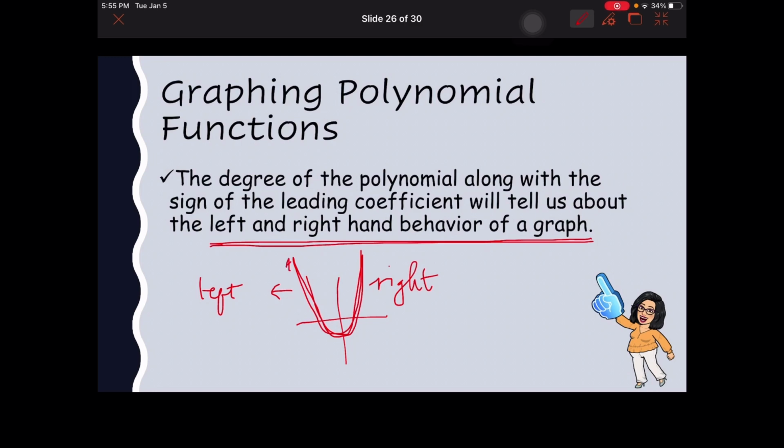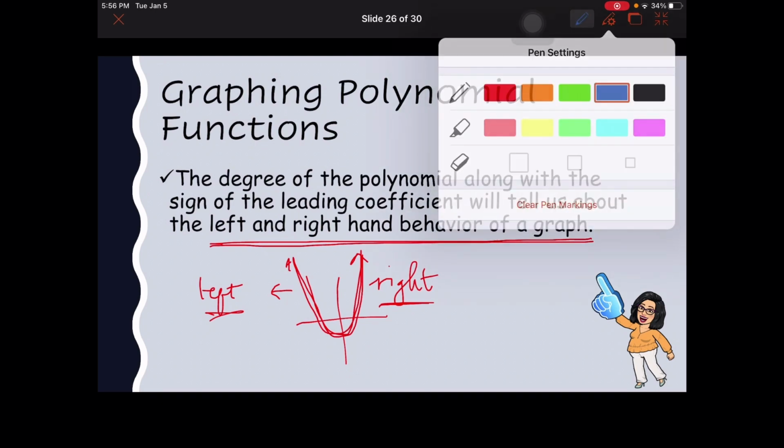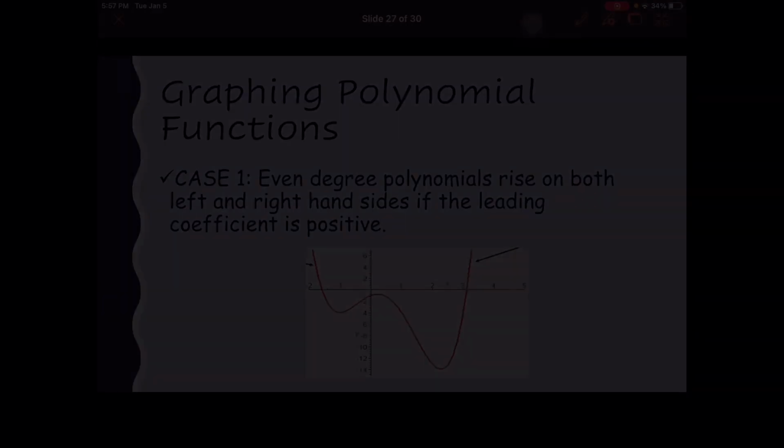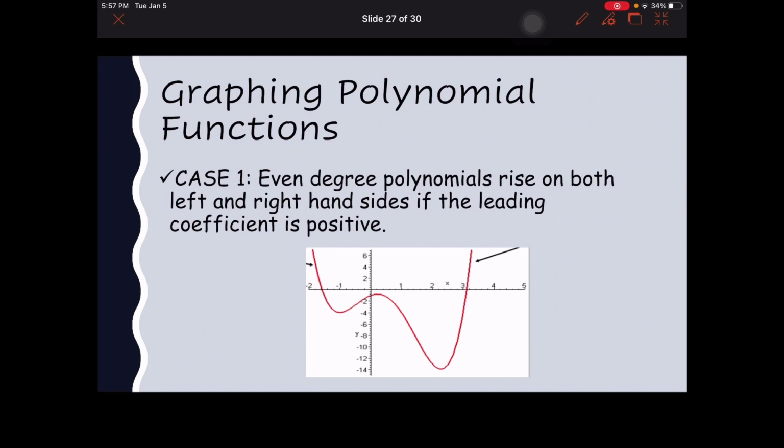Okay? So, para daw ma-determine natin ang left and right hand behavior ng ating graph, ang titingnan po natin na mga aspeto ay ang degree ng polynomial at yung sign ng leading coefficient. These combined will give us the behavior of the left and right hand of the graph. Alright, so paano natin malalaman ang tinatawag na right hand and left hand behavior of our graph? Meron po tayong 4 cases. Magsisimula tayo sa case number 1.